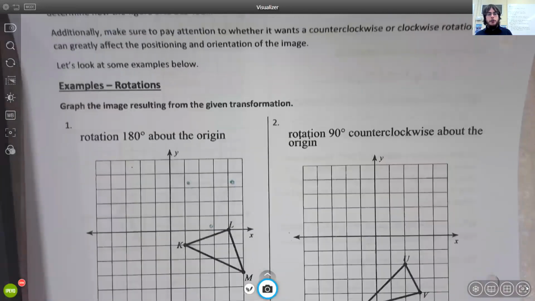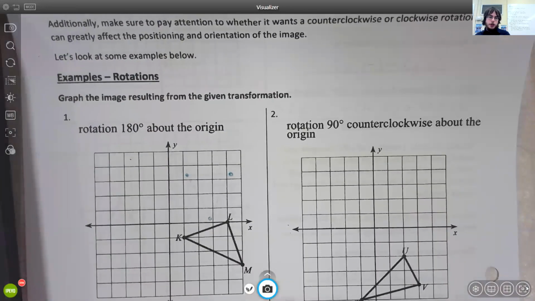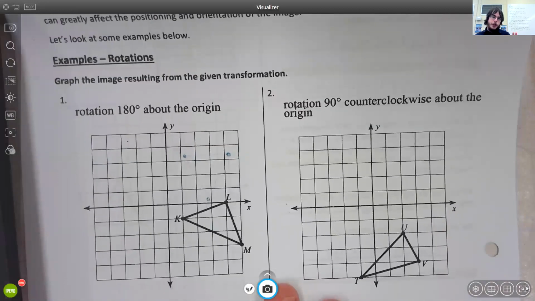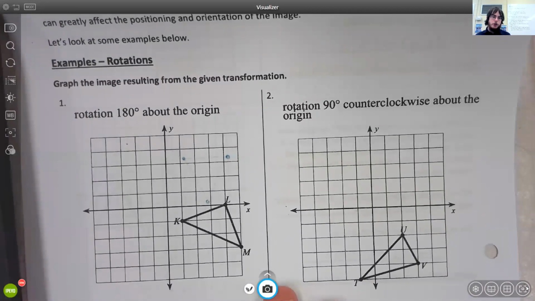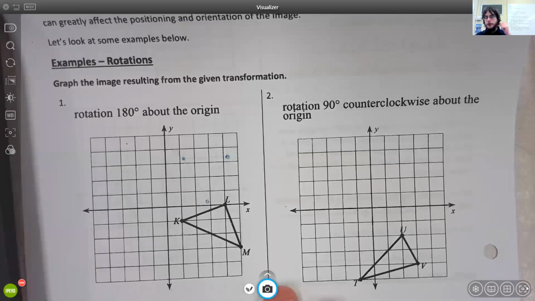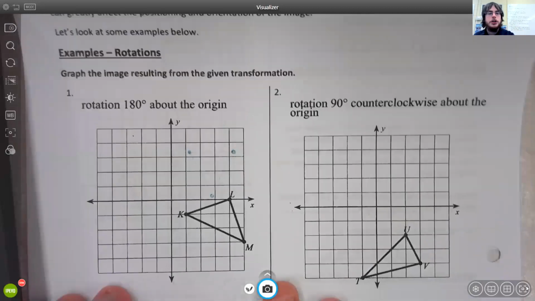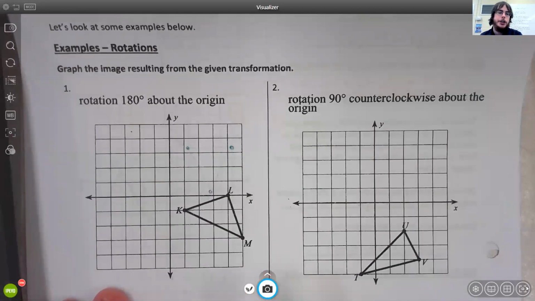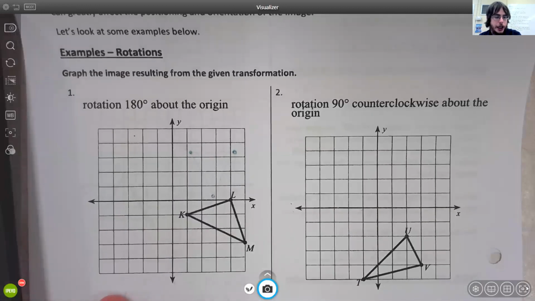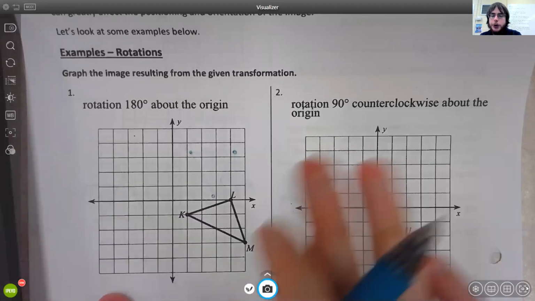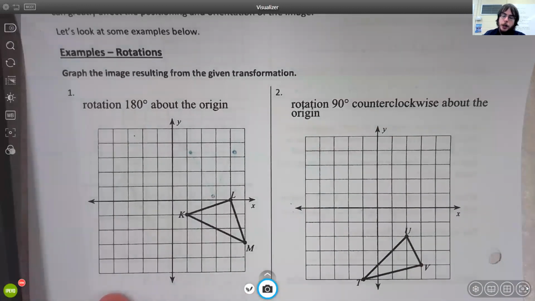So let's look at some examples. We're going to go through 8 examples. If you feel like you have a good grasp after the first 3, then by all means, go ahead and work on the assignments. So on number 1, it wants us to do a rotation 180 degrees about the origin. So again, there's 2 ways to do that. One, you can change the signs on all your coordinates, or you can just physically rotate your paper. Now, if you're doing 180 degrees, your paper is going to end up upside down.